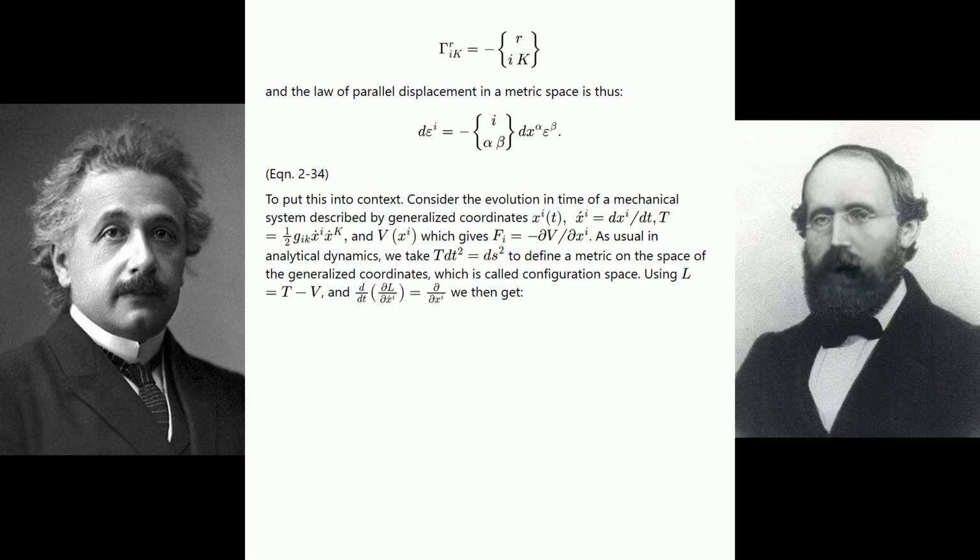To put this into context, consider the evolution in time of a mechanical system described by generalized coordinates x^i(t), with ẋ^i = dx^i/dt, T = 1/2 g_ik(x) ẋ^i ẋ^k, and V(x), which gives f_i = −∂V/∂x^i. As usual in analytical dynamics, we take T dt² = ds² to define a metric on the space of the generalized coordinates, which is called configuration space.